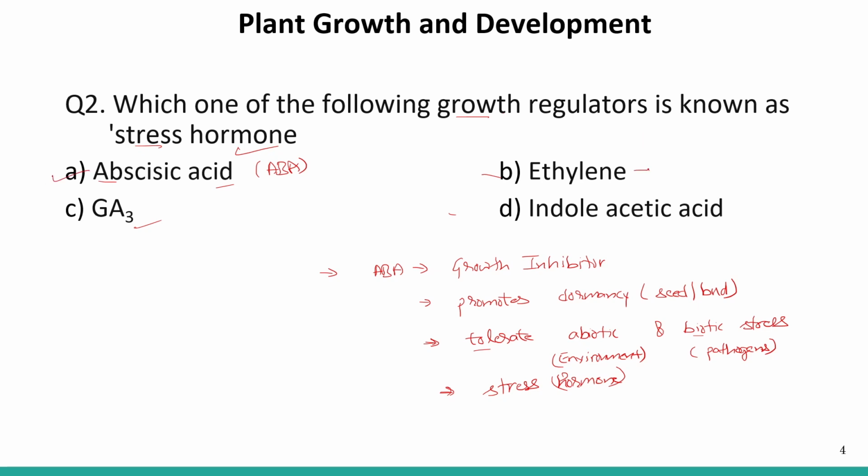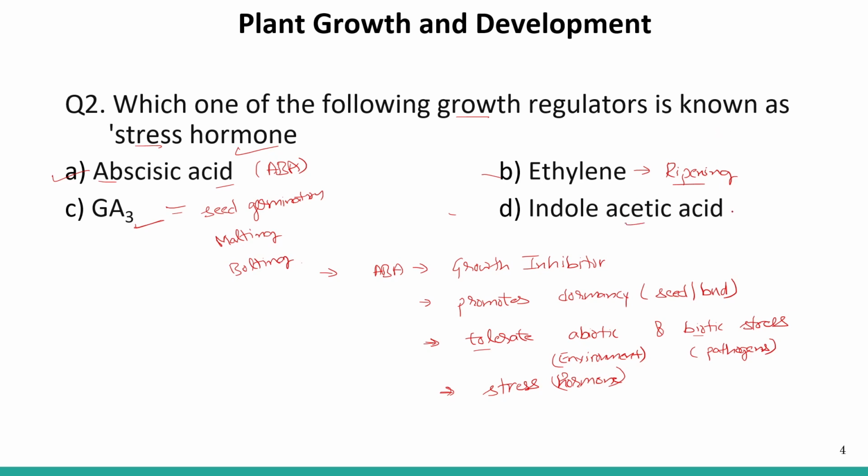Next option is ethylene. Ethylene is known as the ripening hormone, because it helps in the ripening of unripe fruits such as bananas. Gibberellic acid, what are the roles of gibberellic acid? Bolting, malting. It promotes seed germination. What else does it do? It speeds up the malting process. Second, it also induces bolting, and helps to increase the internode length.